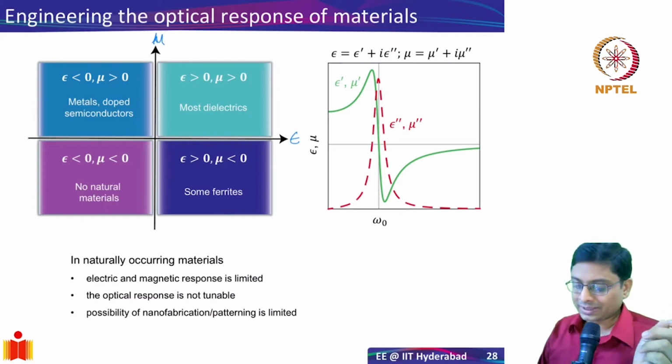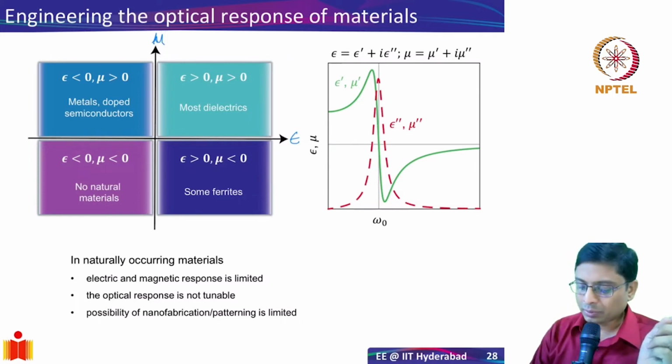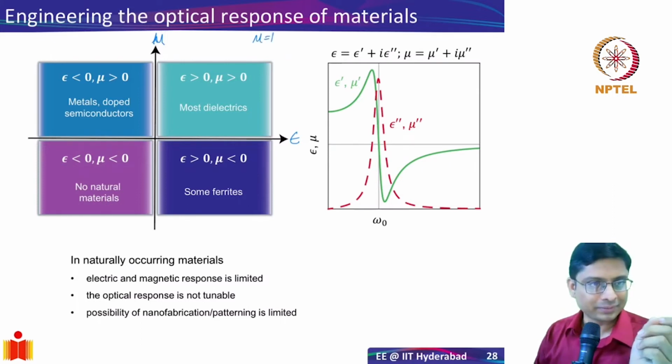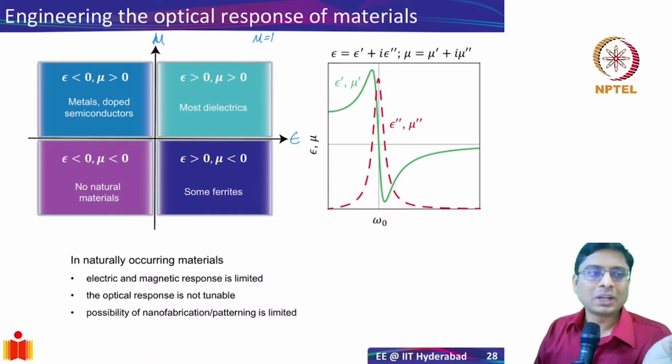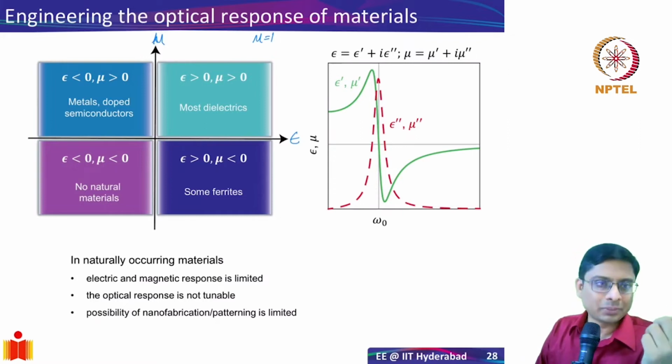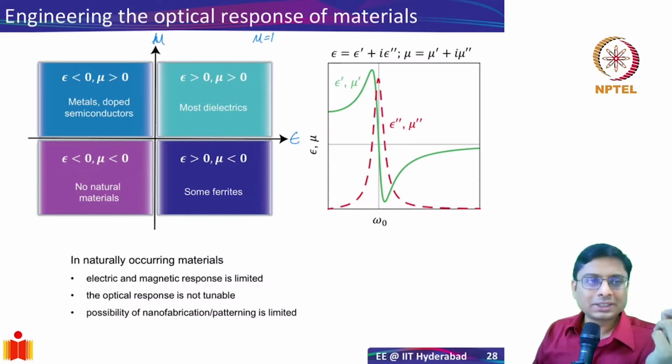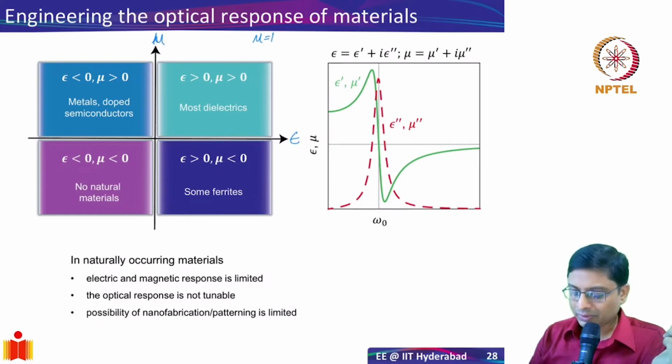By the way, in the beginning I said that I'll always take mu to be 1 in optical frequencies. The reason for that is most of these materials never have a magnetic response, so that's why we didn't care. But in nature, you do have some materials with magnetic response. So I have these 4 quadrants. Most of the dielectrics that we have, or even metals, all fall on one single line. This is my mu equal to 1 line.